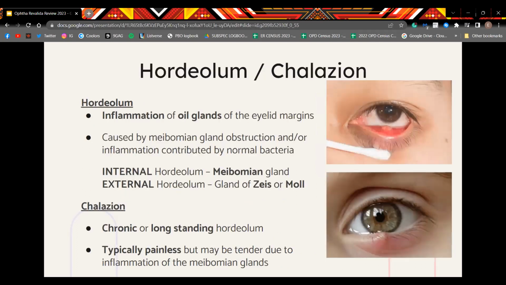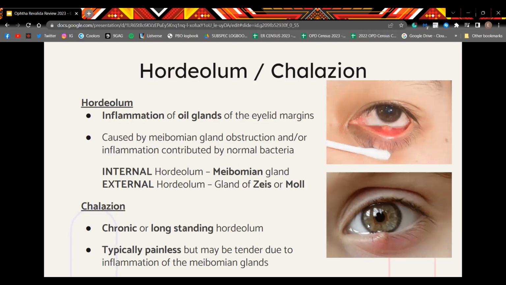So next would be hordeolum or chelation. So ito medyo familiar na siguro kayo. Hordeolum would be the inflammation of the oil glands nung sa eyelid margins, no? So this is caused by meibomian gland obstruction and or inflammation caused by the normal flora nun sa skin. So it's further classified into internal hordeolum or external hordeolum, depending on which glands yung affected. So internal pag meibomian and external kapag glands of Zeiss or Moll.